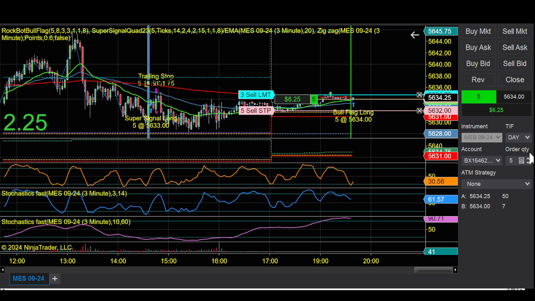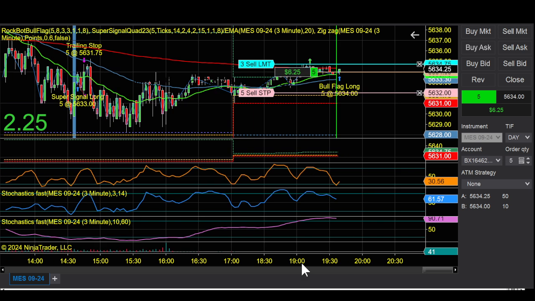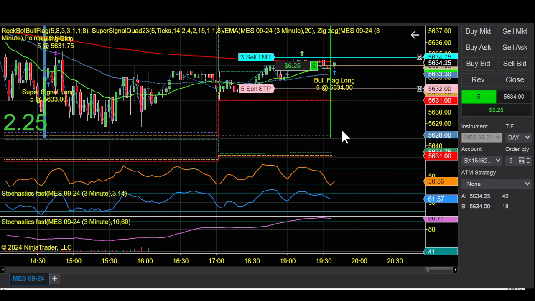No, it's set up to take the trade. It just took the trade right here, as you can see. Just got triggered into a bull flag, and so yeah, it's fully operational.